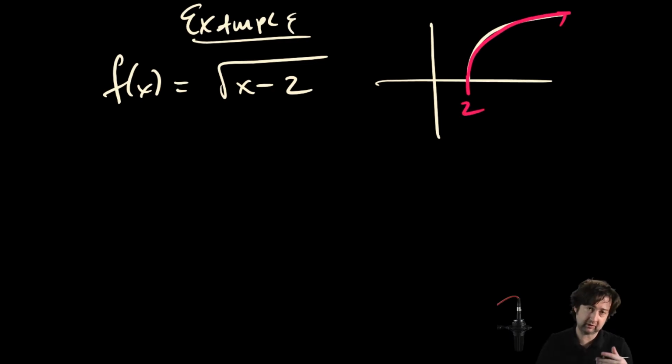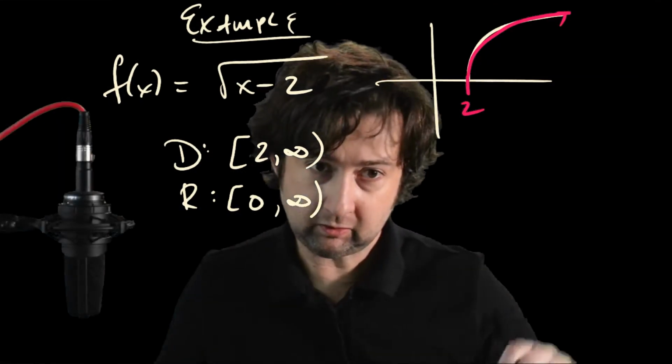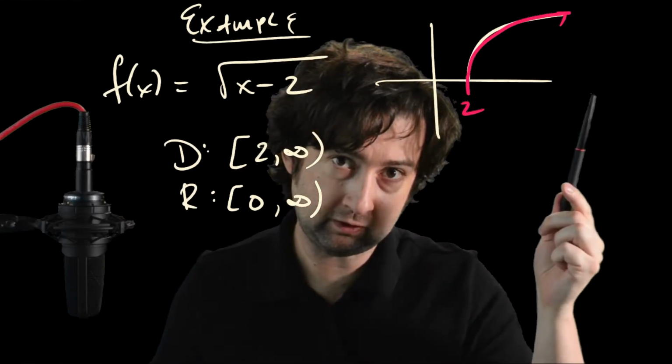I can't put anything inside that's smaller than 2, or I get a negative number, and we're not working in complex analysis, so we don't take square roots of negative numbers. What that means is that the domain of this function is every number from 2 up to infinity. And the range of this function is all y values starting at 0 and running to infinity. You can see that because the graph here starts at 2 and then runs off this way to infinity.